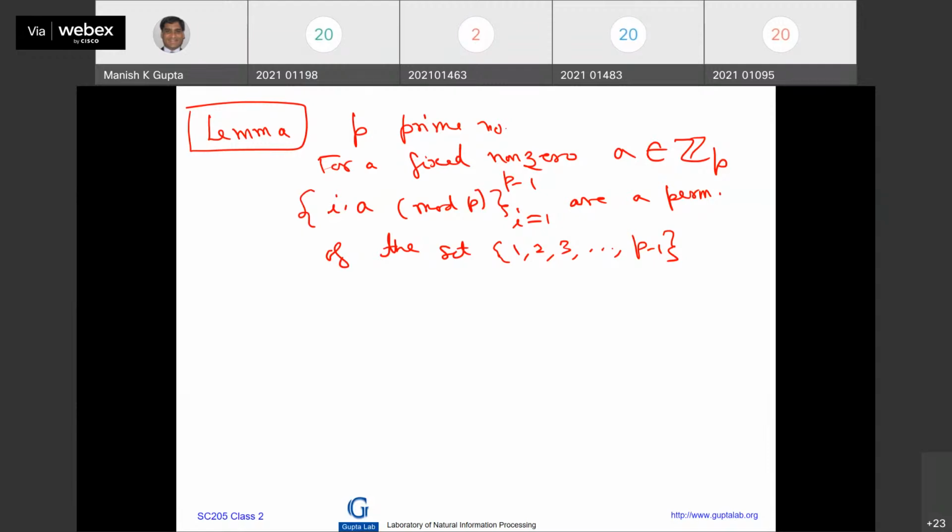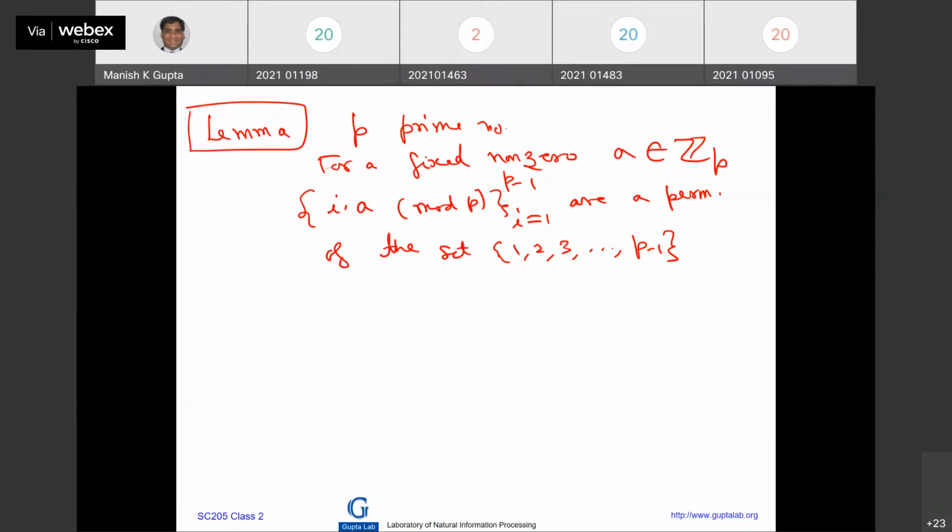Fine. P is a prime number, and for a fixed non-zero element a in Zp, multiply everything in the set by a and reduce it modulo p, then you get a permutation of the numbers 1, 2, 3 up to p minus 1. Some permutation, right? Now the machinery is ready to give you the proof of Fermat's little theorem.